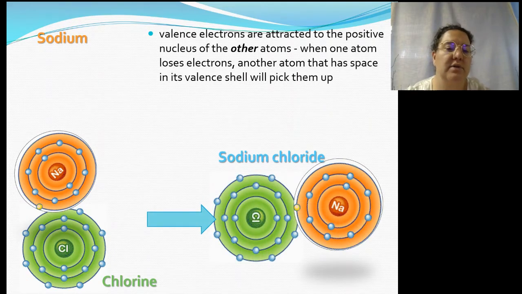So, that chlorine that needs one electron and the sodium that needs to lose one electron can bind together in an ionic bond to form sodium chloride. Now, once they're bonded together, both valence electron rings are full, leading to a more stable compound.